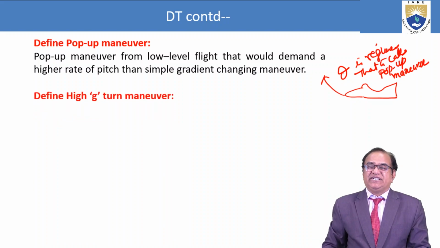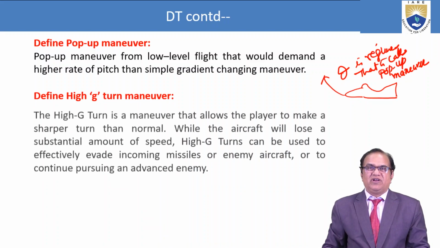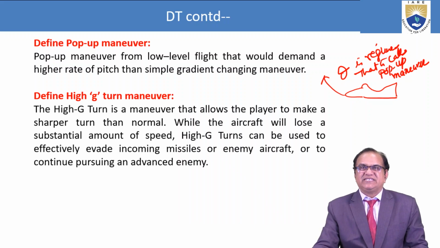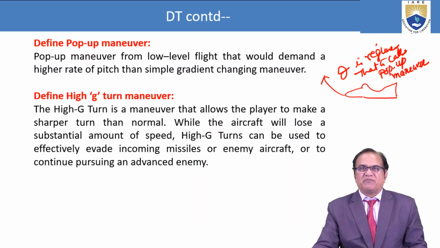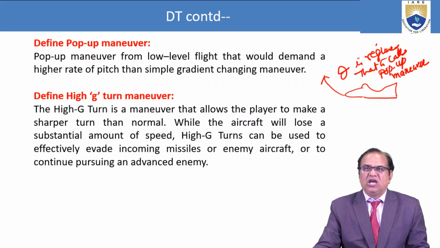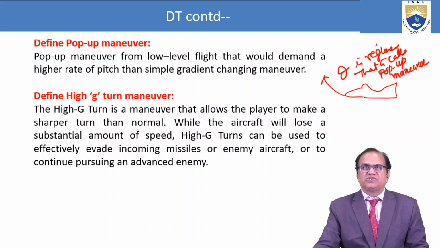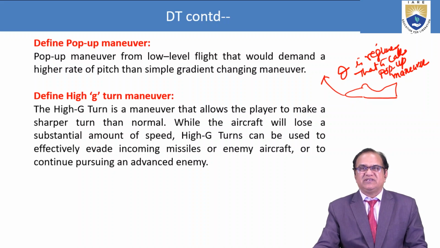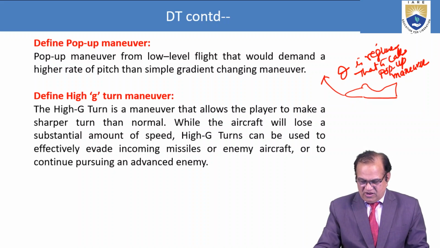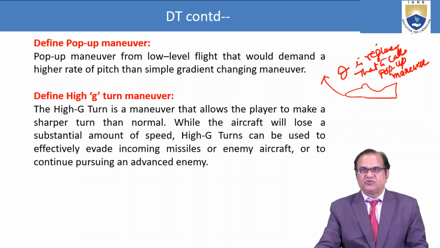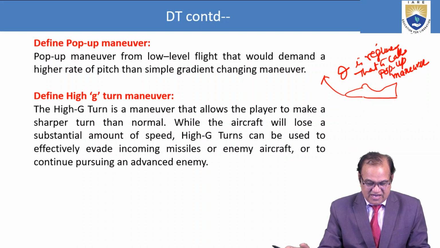Define high G turn maneuver. The high G turn is a maneuver that allows the player to make a sharper turn than normal. While the aircraft will lose a substantial amount of speed, the high G turn can be used to effectively evade incoming missiles or enemy aircraft, or to continue pursuing an advanced enemy.